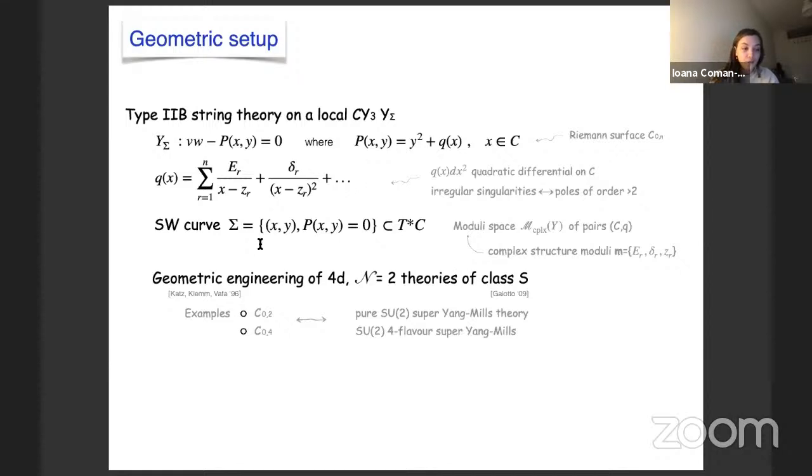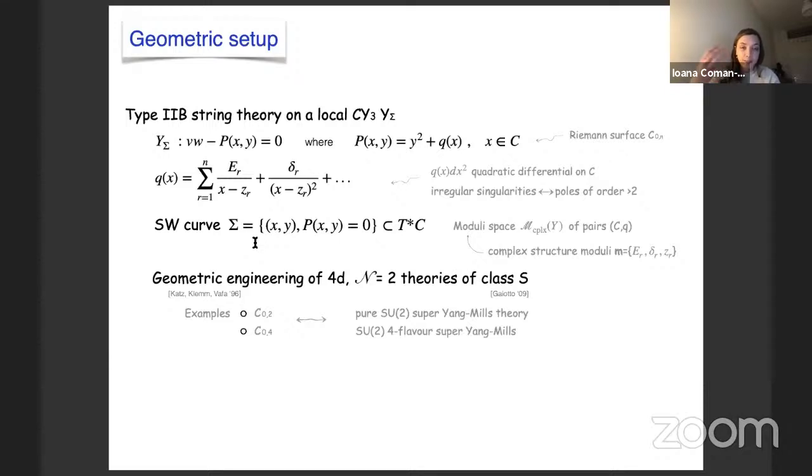Then the curve, which is determined by the vanishing of this polynomial P, is what is called the Seiberg-Witten curve for the theory you are studying, which is a double cover of the base curve C, and which labels a family of such Calabi-Yau threefolds, whose complex structure moduli are the parameters which enter the definition of sigma.